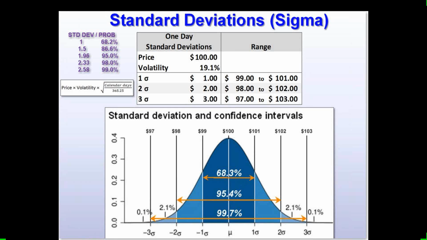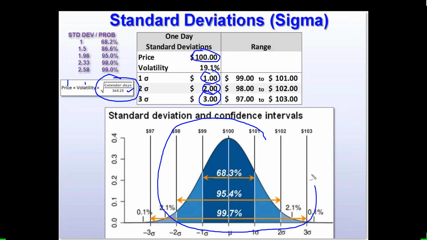But you can see here in the calculations where if I said, okay, I want to break it down, I take the square root of the number of calendar days divided by 365.25, multiply it by volatility, multiply it by price. So using 100 as a number, if you plug these things in, you'd see that a 1 standard deviation move in one day is roughly $1. 2 standard deviation move, $2. 3 standard deviation move, $3. And there's the range right there. And this gives you this whole concept here of standard deviation move.